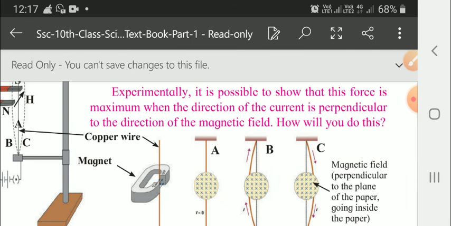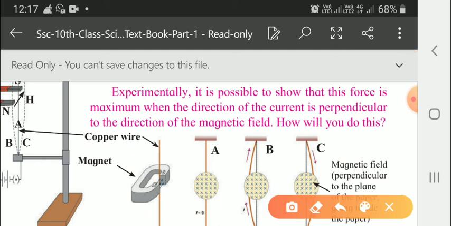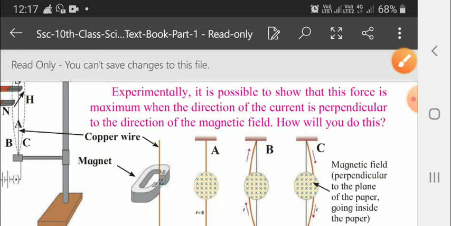So here we can see the magnetic field perpendicular to the plane of the paper, going inside the paper. So whatever magnetic field is there, that is perpendicular to the plane of the paper in this activity. Now we will see how the force is acting on a current carrying conductor in presence of the magnetic field, that we can see in this diagram.